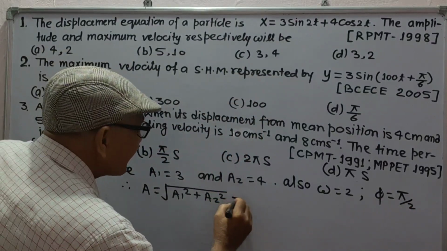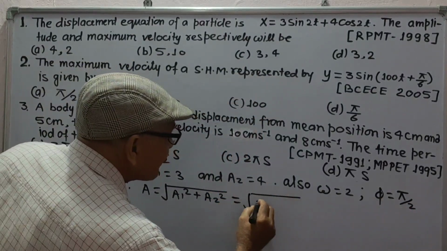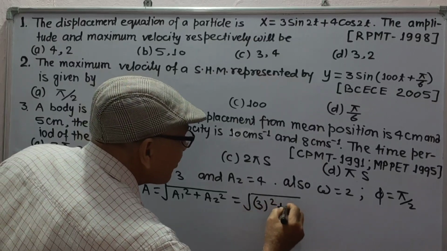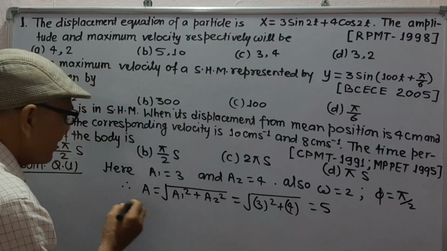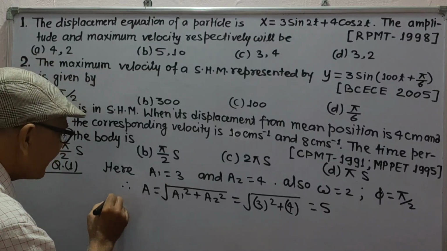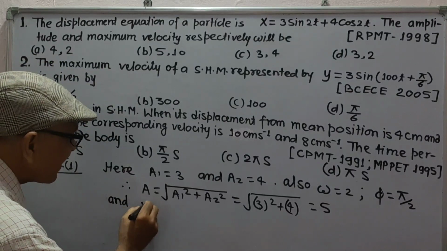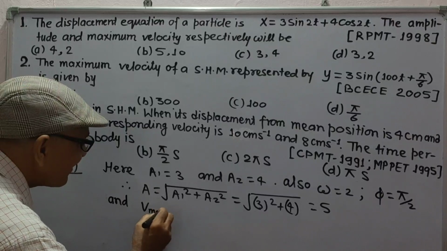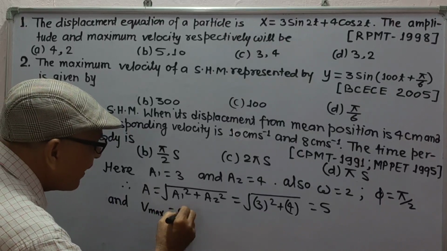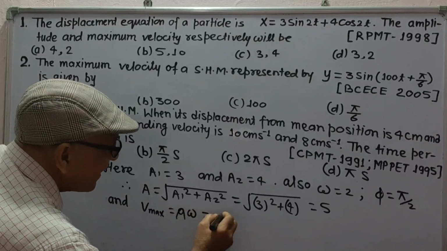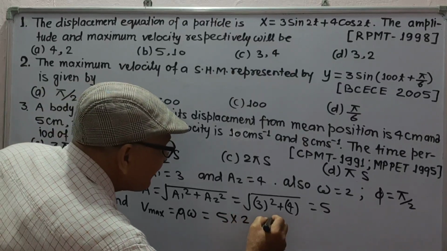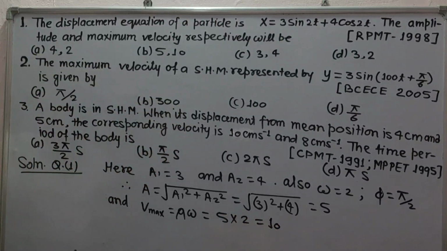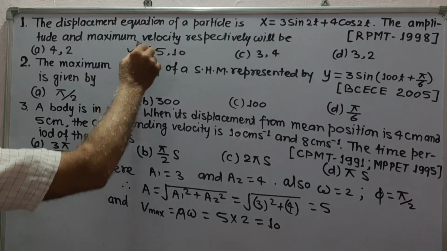So we get A as the square root of 3 square plus 4 square, which is 5, and maximum velocity V max will be equal to A omega. A is 5 and omega is 2, therefore it will be 10. So the correct option will be B.